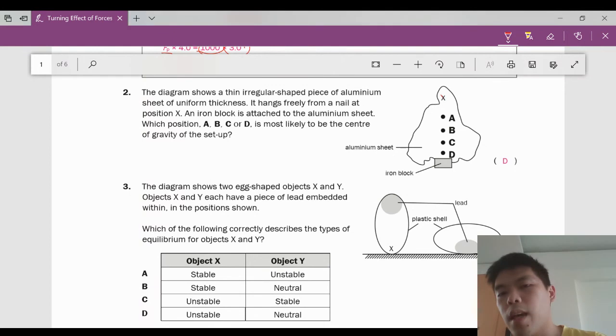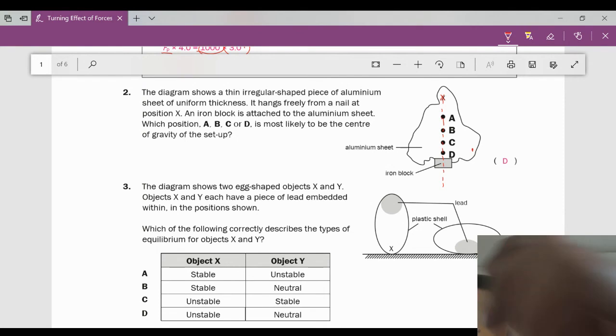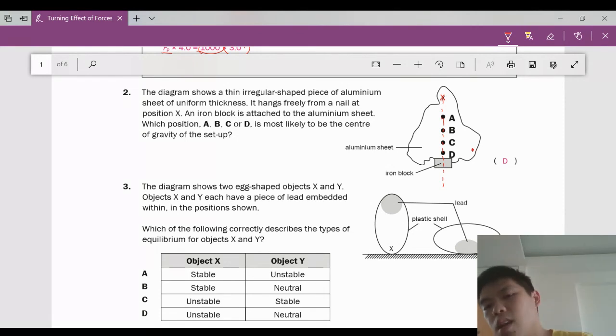You hang it at point X. You take a string, you let the string drop down, and then wait for it to swing and then stabilize. The string should cut through here. Then you poke another hole, another corner here, maybe down here, and then you flip it up, hang it by this dot here, and let it swing, and it should be cutting through here. Repeat for the other side.